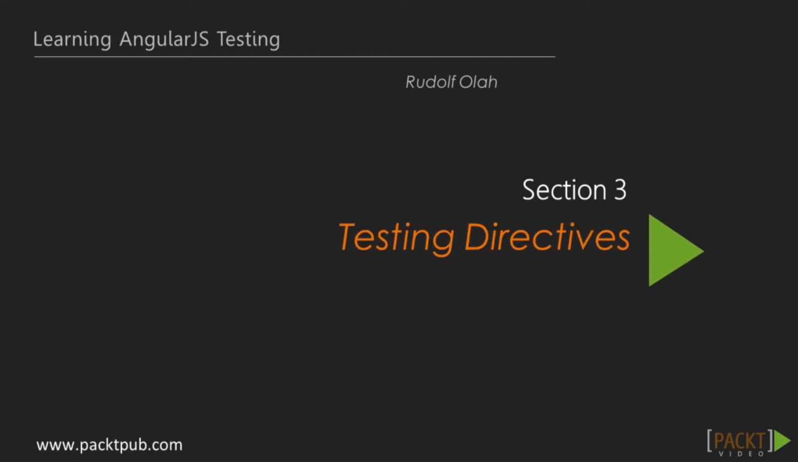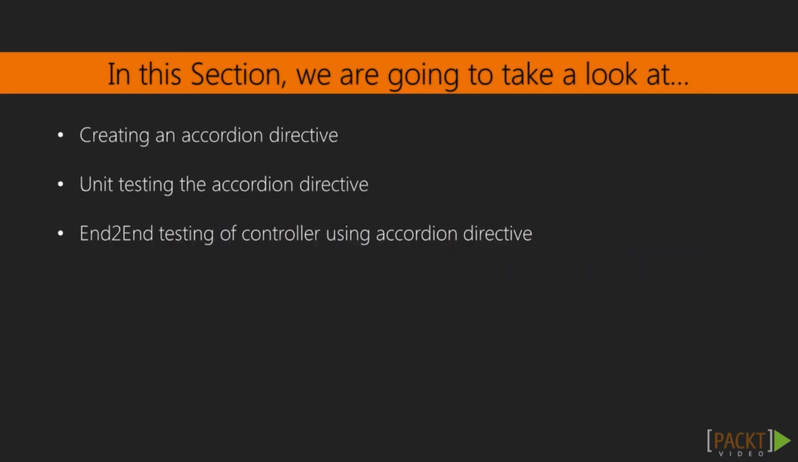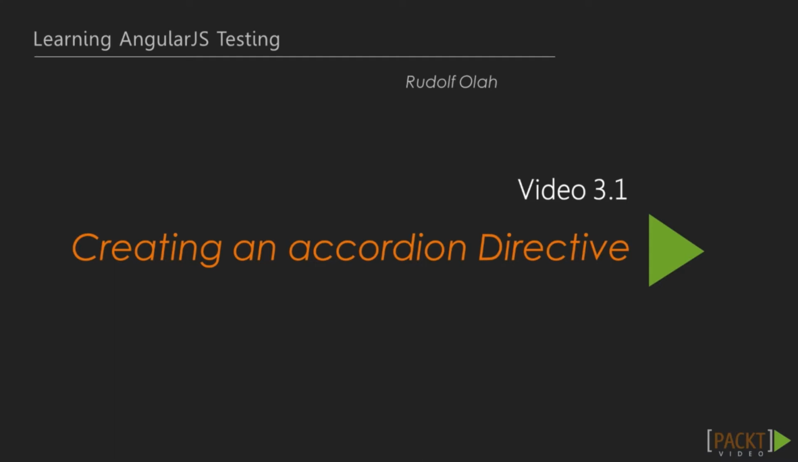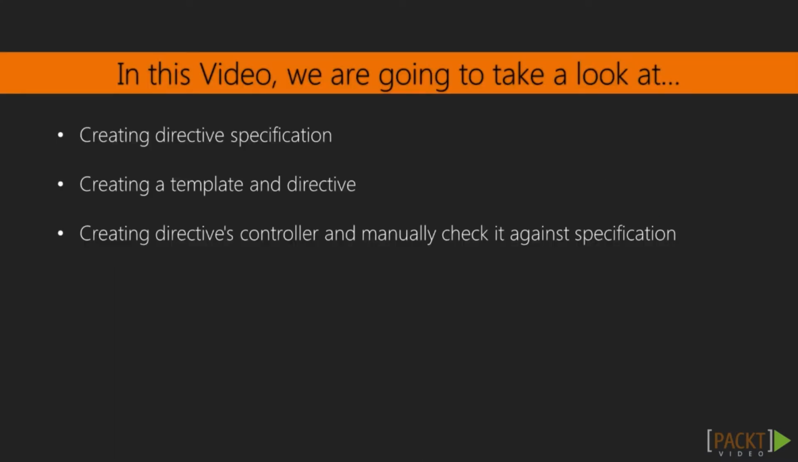In this section, we're going to be covering how to create and test a directive using unit tests and how a directive becomes part of end-to-end testing. In this first video, we're going to be creating an accordion directive. An accordion user interface displays panels that can be switched between by clicking on a panel title.